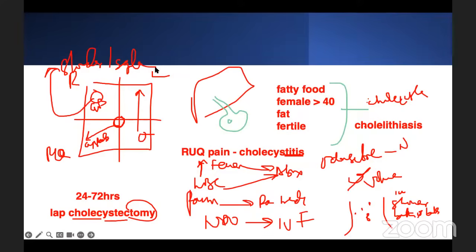So right upper quadrant pain radiating to the right shoulder is a classic sign and symptom of cholecystitis. They will present with what? Fever, high white count, and they will have pain. That's all. So that's that one.